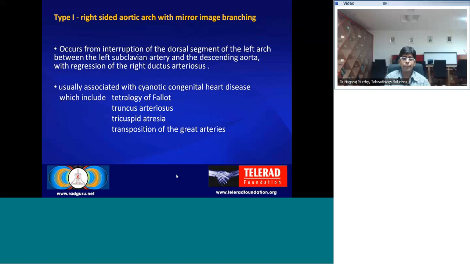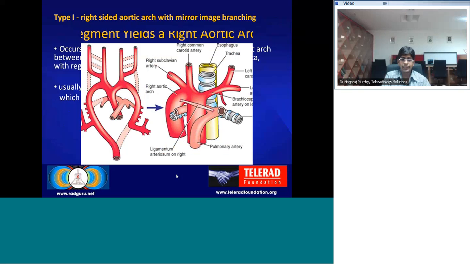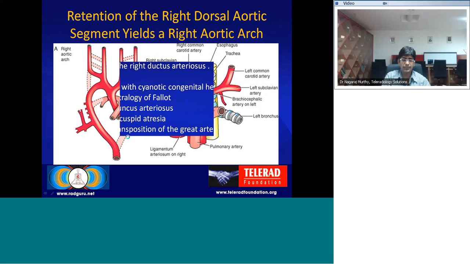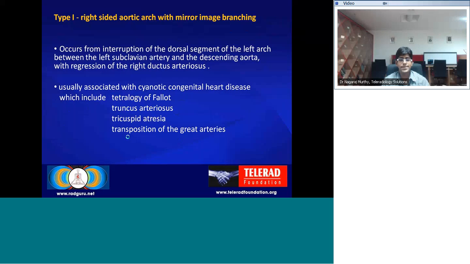Type 1, that is the right-sided aortic arch with the mirror image branching. This occurs from the interruption of the dorsal segment of the left arch between the left subclavian artery and the left descending aorta. That is this part, distal to the left subclavian artery. Usually associated with cyanotic congenital heart diseases, which include most commonly the tetralogy of Fallot. Others may include truncus arteriosus, tricuspid atresia, and transposition of great arteries.